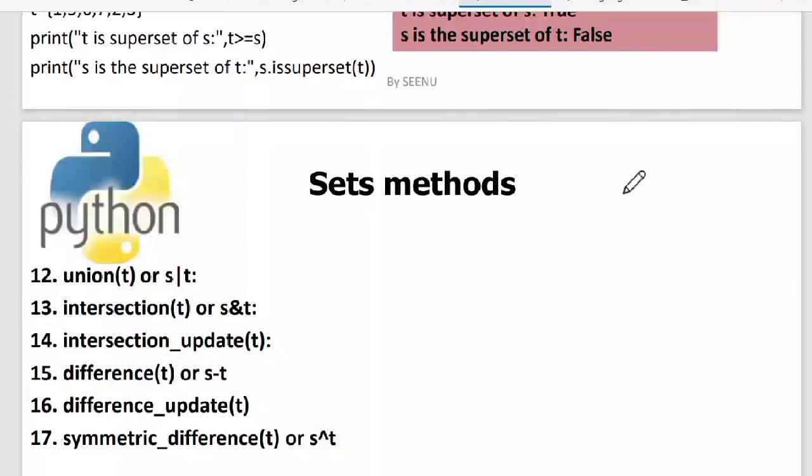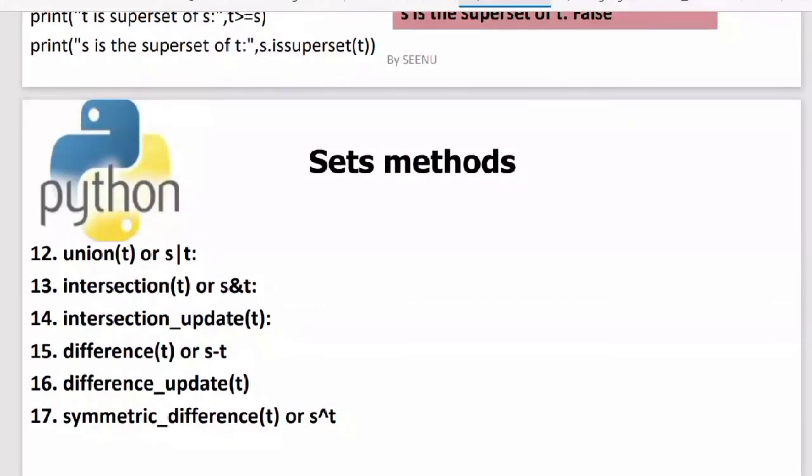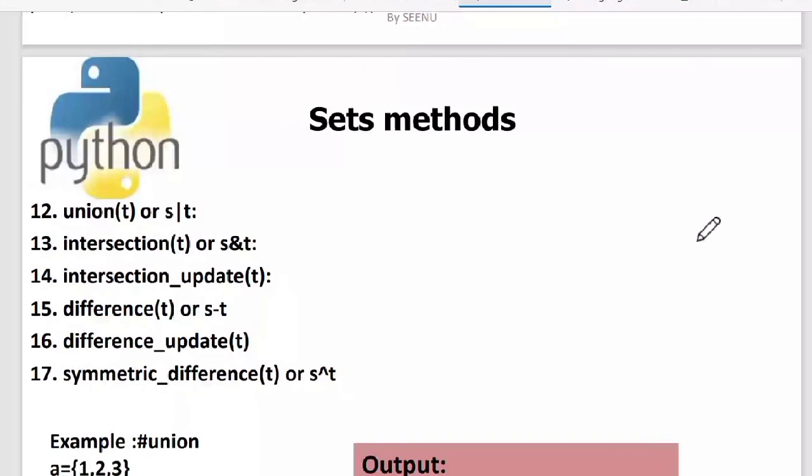And the next one is union. So we already used all these methods, right? Union, intersection, difference, symmetric difference we used. And there are some new things, that is intersection update and difference update.